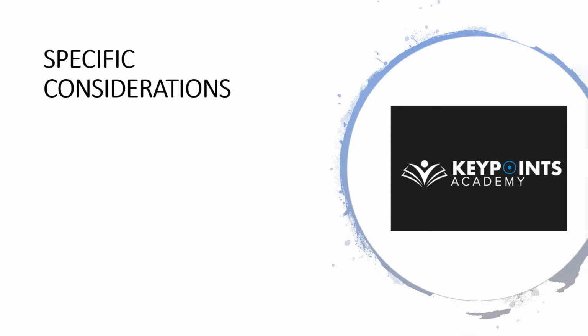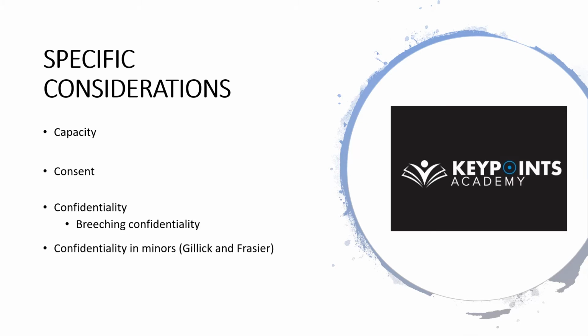Now, there are some specific considerations when it comes to ethics. The basic principles we have looked at, we can reshuffle them into these specific considerations: capacity, consent, confidentiality. Under confidentiality, we'll talk a bit about breaching confidentiality, and then we'll look at confidentiality in minors, looking at the Gillick and Fraser criteria, and then we also take a look at the specific considerations on medical ethics when it comes to children.